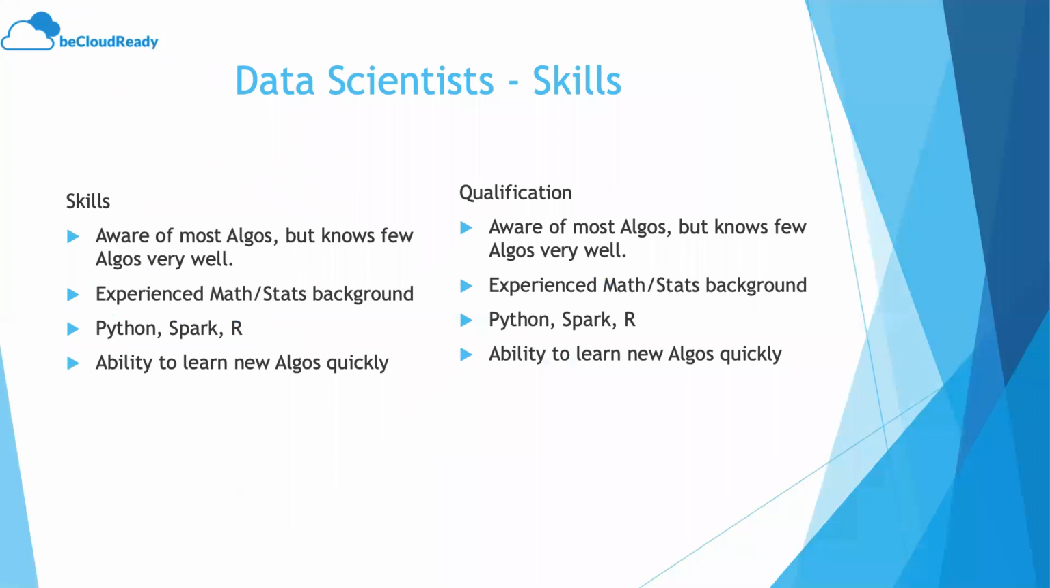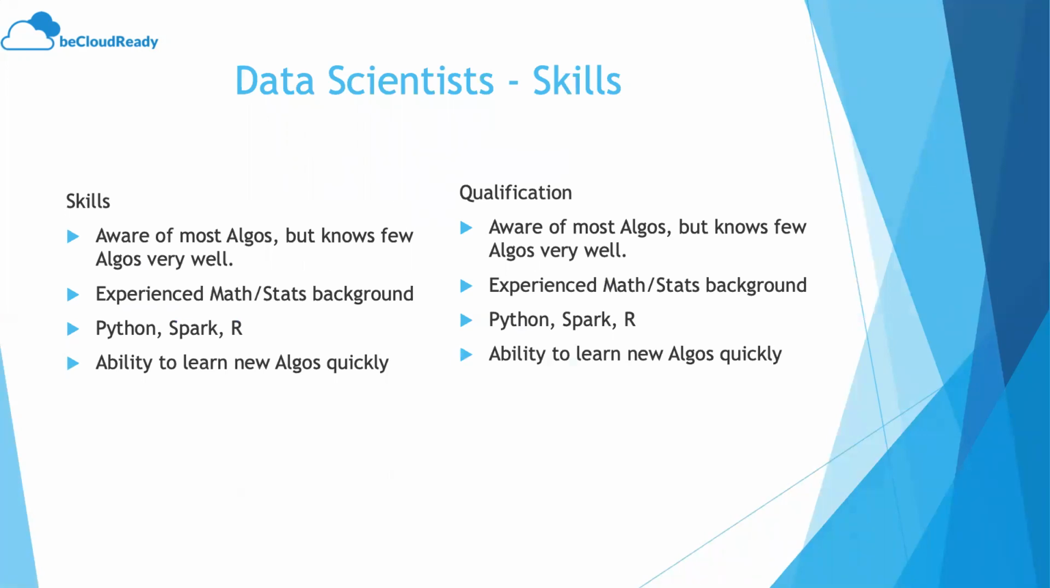So data scientist skill sets: aware of most algorithms but knows a few algorithms very well. Experience in math and stats. That is the most important thing I want to highlight. You should have a very good understanding of math and statistical background, otherwise it becomes challenging. It's not like you cannot do it. Of course, everybody can do everything, just with a little bit more effort.